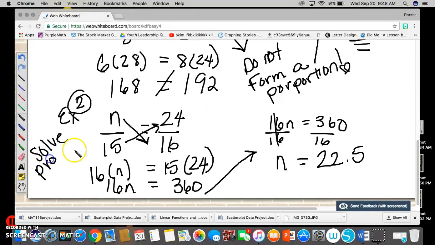Using cross products, meaning you're going to cross multiply, okay? So that's all for this one.